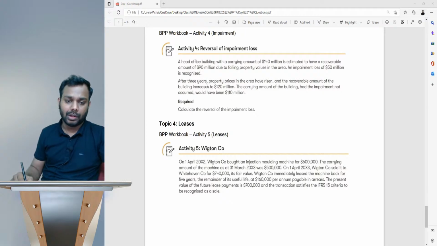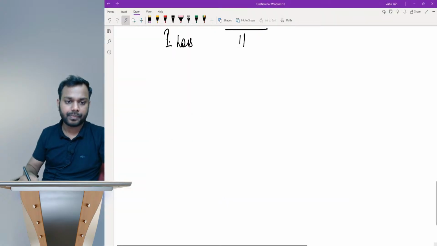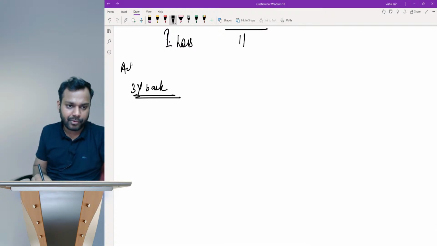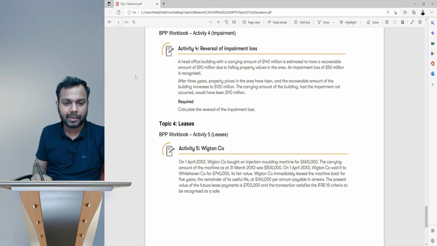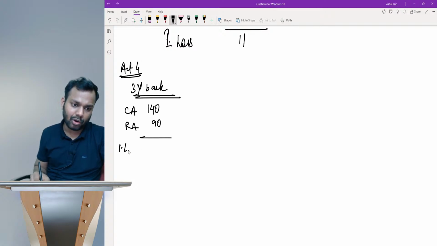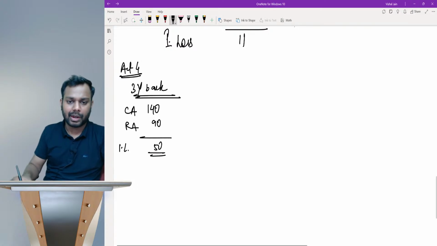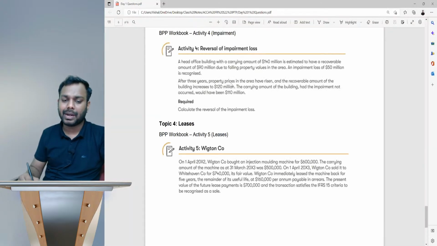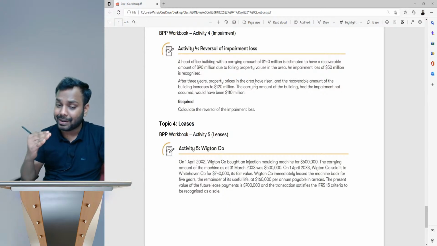So what we have to understand here is, 3 years back, what happened? Carrying amount was 140, recoverable amount was 90, and an impairment loss of 50 was recognized. Now what is happening? Property prices in the area have risen again, that is, the impairment indicator has reversed.